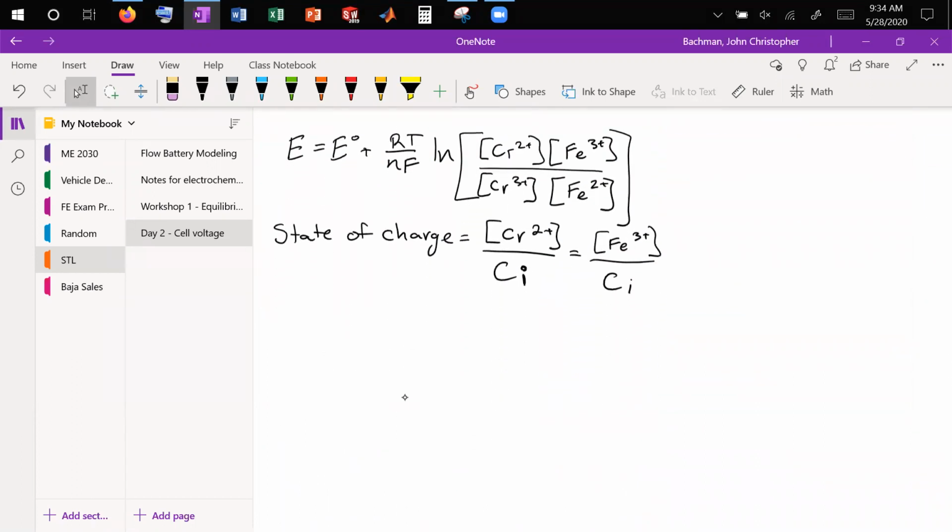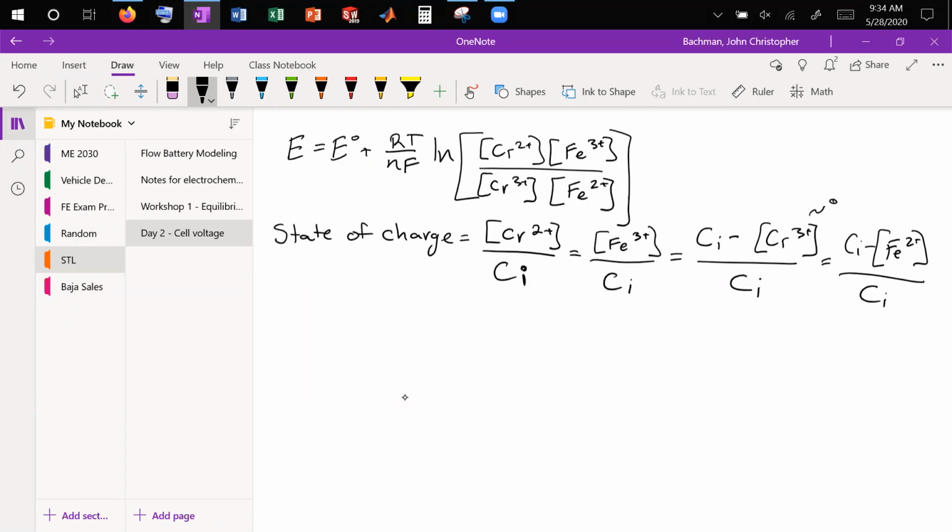And what you're also going to see is that the state of charge, you could also say it's the initial concentration minus the chromium 3 plus concentration over the initial concentration, right? So, for example, if this was 0 at the start, your state of charge is 1, so 100%. But then as all the chromium 2 plus goes to chromium 3 plus, you'll see this will go to 0. So you also have the same thing with the iron 2 plus. You have your initial concentration times iron 2 plus over the initial concentration.